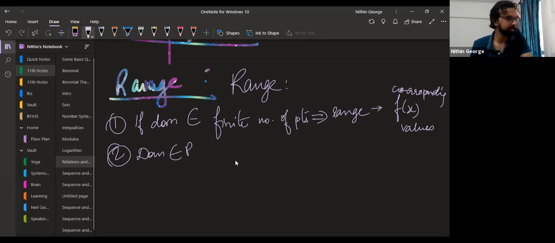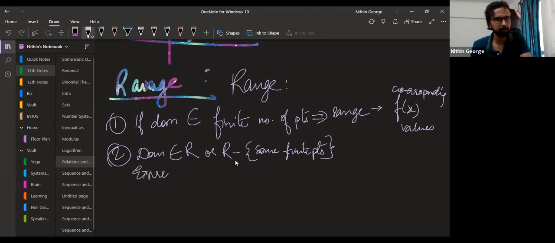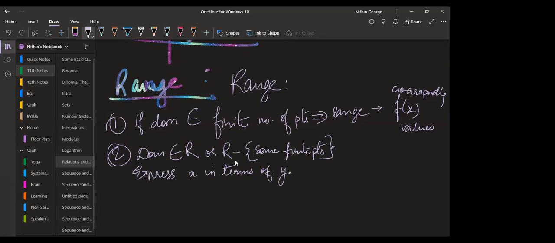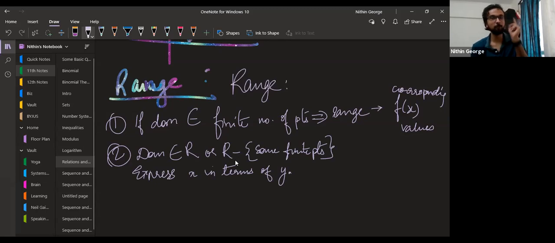If domain is the set R or R minus some finite points, then express x in terms of y. Does this line sound familiar? Yes, sir. Inverse. Exactly. Okay, I want you to connect it at the end. That's the point. When we learn inverse also, you should think, okay, this is nothing but range only.